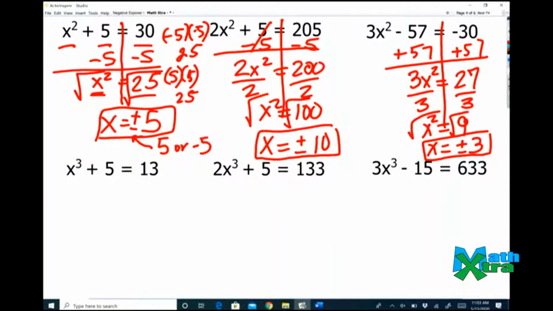When you get to higher level math, you're gonna actually see a visual of why we're getting two solutions in these problems. Now let's move on to cube roots. Here we go. So here, I do the same thing as last time. If 5 was added to a number cubed, it gave me 13, and then I can subtract 5 from both sides. I get x cubed is equal to 8.